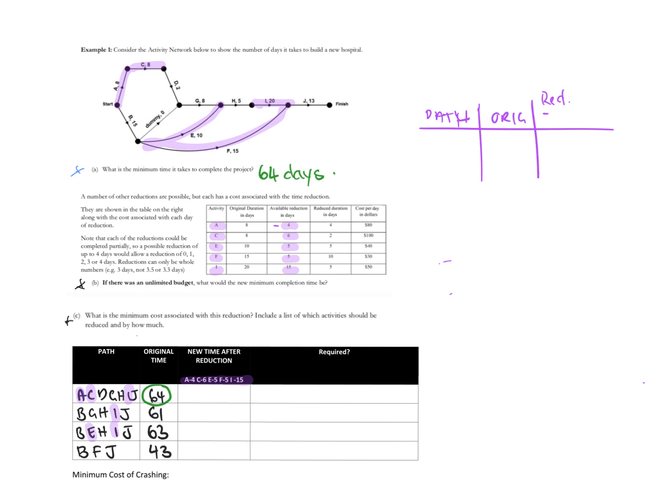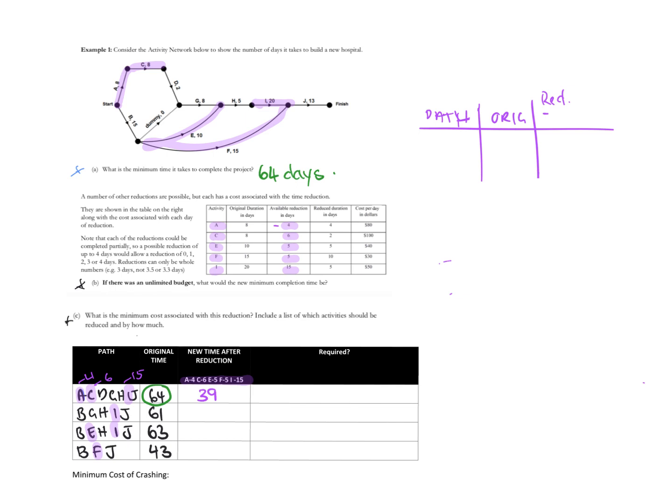So if we go through all of them, so I've highlighted. If you look in the first one, you can take 4 away for A, so that would be minus 4. C is minus 6, and I is minus 15. So the most you can take, you can take 25 off that. So 64 minus 25 is going to be 39, okay?